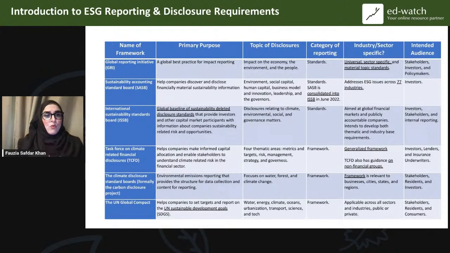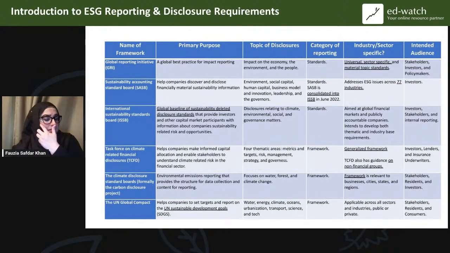So every reporting framework or principle has some basic primary purpose, and there are topics covered under that. Some are just covering E and S. Some are just covering E, environment. Some are covering from environment only water, forest, and climate. So there are topics covered under that. And these are industry specific.